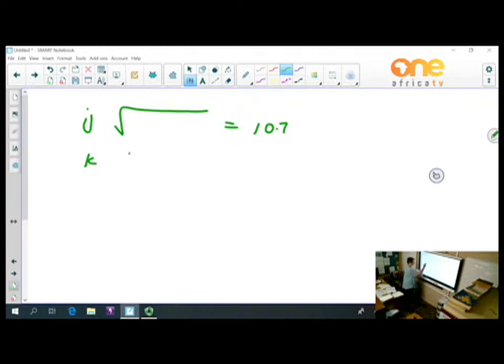Now ijk, which function for k? Cosine. Can you see that included angle? So cosine 63.2 is equal to 8 over k. Now, which method? Bottom divide. So now we're going to say 8 divided by cosine 63.2 is equal to 17.7.